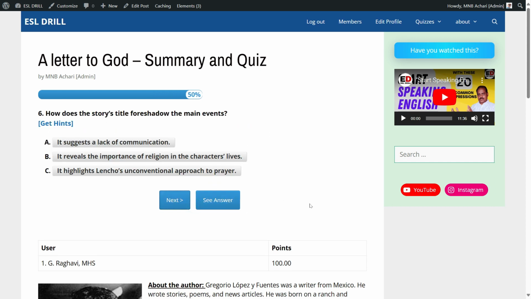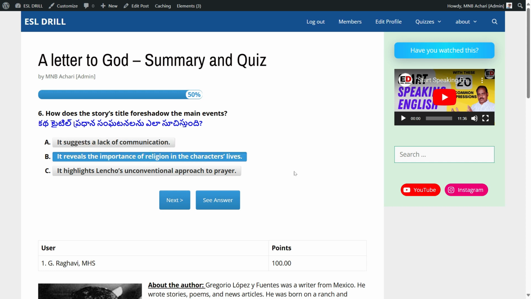The 6th one. How does the story's title foreshadow the main events? Now here the unfamiliar word maybe is foreshadow. Let's get hints. It means foreshadow. It means to guess things that are going to happen. Now, it suggests a lack of communication. It means there is no lack of communication.